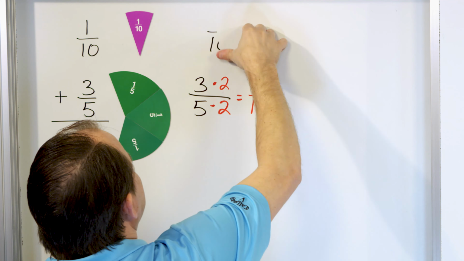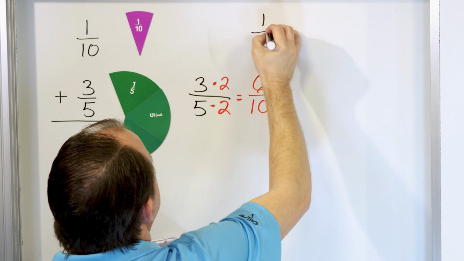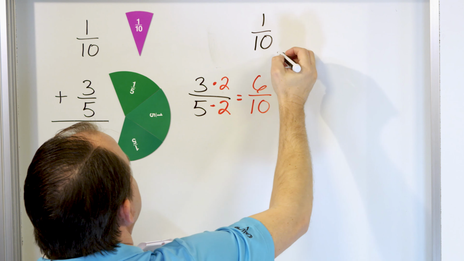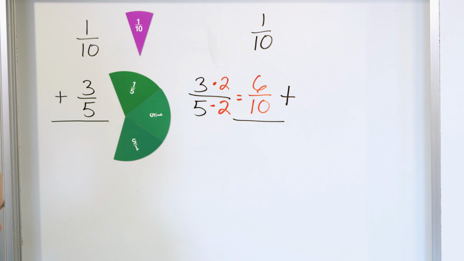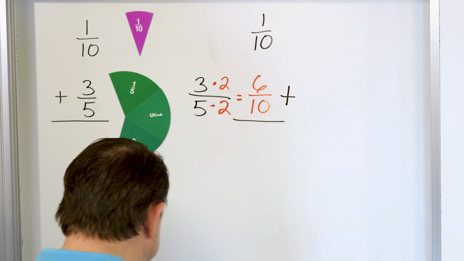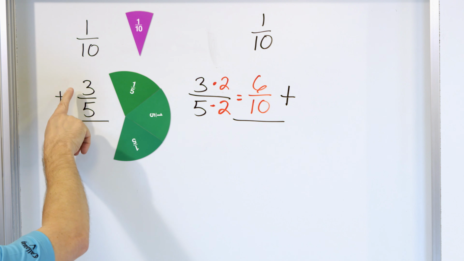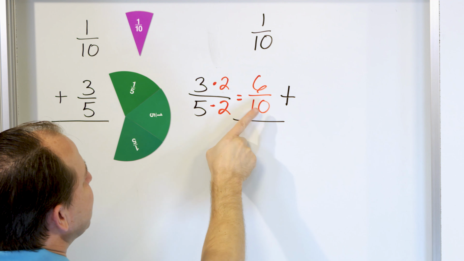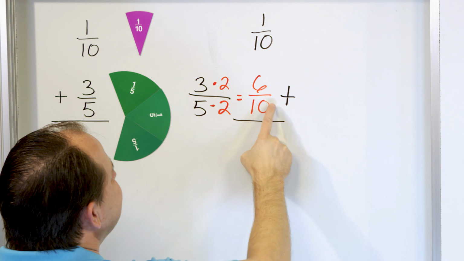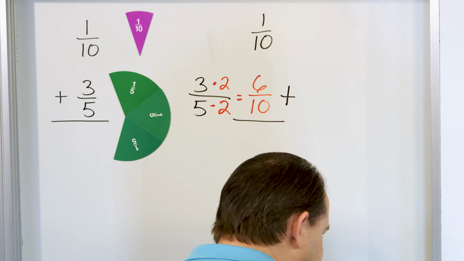So just to keep things tidy, I'm going to erase this, and I'm going to move it over here. I'm going to change the problem. So it's going to be 1/10, and I'm going to be adding it to 6/10. I'm going to be adding these together right here. So you see what I have actually done is I have taken this fraction and multiplied top and bottom by 2 just so I can change the way this fraction looks and change it into 6/10. And now the denominators are the same.